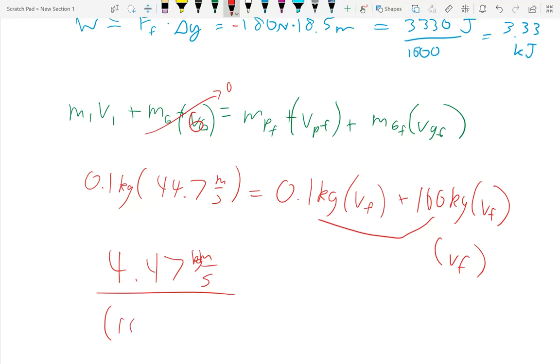So that's 100.1 kilograms, and that'll equal VF, which is equal to 0.04465. Okay, so it's right. You can see your number was very close, but you forgot to include the mass of the puck in the end. Right. They included the mass of the puck, but they had the numbers wrong.